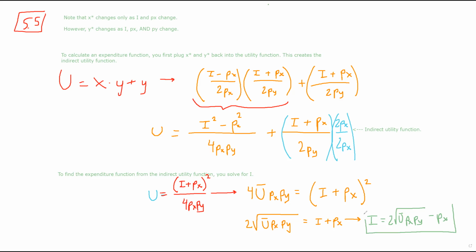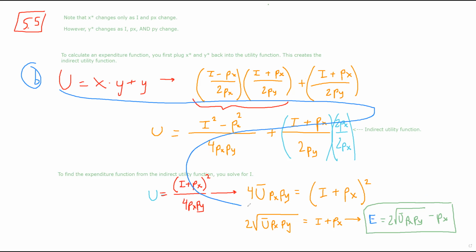And this is your expenditure function. Of course, one of the things I've said before is that to get an expenditure function, you are to replace I with E. So let's do that. Now it is an expenditure function. This is all the work that we did for part B. Actually, this is your answer to part B, but it started way back up here. We did all this work, including some deleted stuff, to get all the way to here. So part B is really tough.